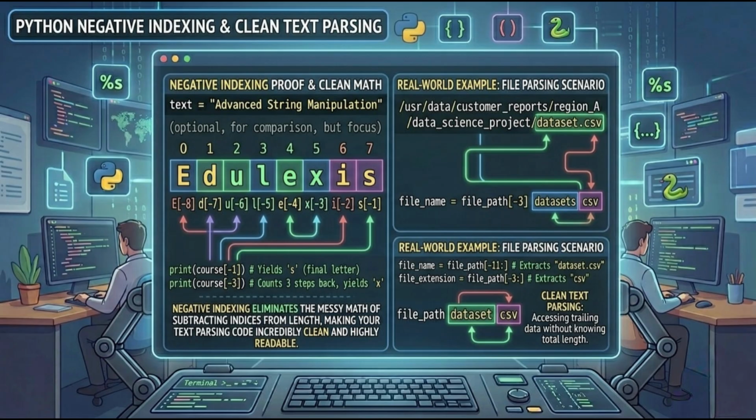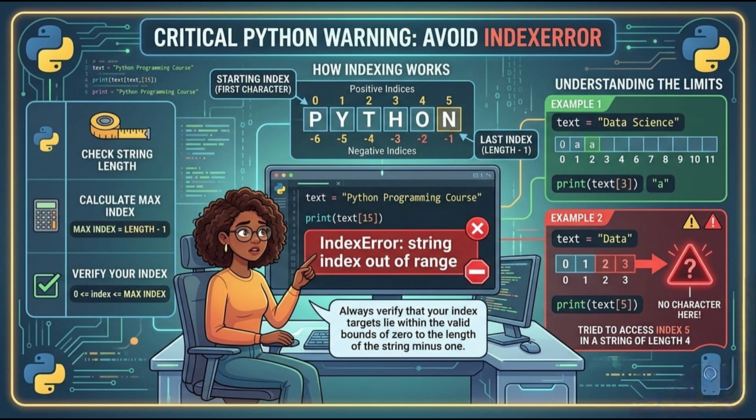A critical warning you must keep in mind: if you attempt to query an index that is larger than the maximum available index of the string, Python will throw a roadblock. Notice the screen, trying to print index 15 throws an IndexError: string index out of range. Always verify that your index targets lie within the valid bounds of 0 to the length of the string minus 1.